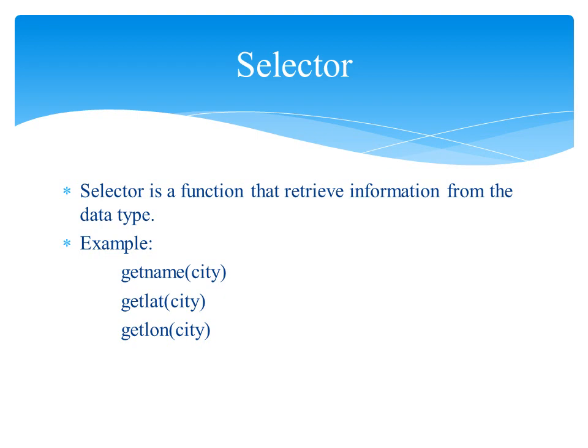To get this information, to extract this information, we are using the selector function. So here we have created three selector functions. They are get name, get lat and get long. So the constructor will build the abstract data type and the selector will retrieve the data.